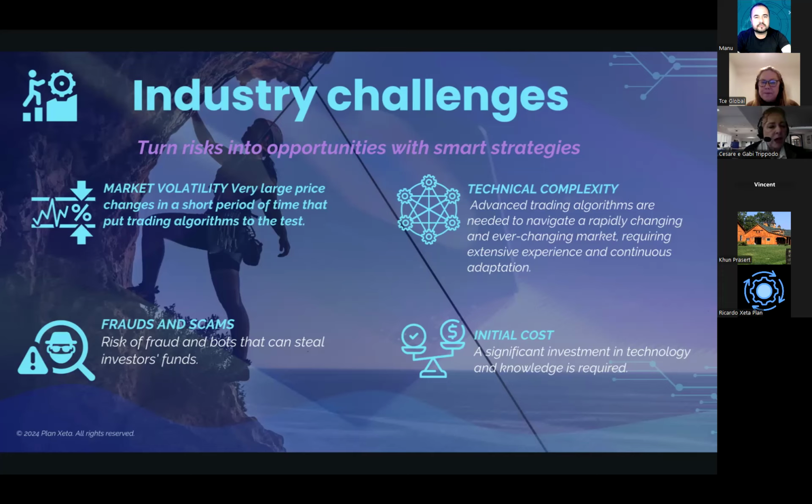The next one is the technical complexity. It is hard to learn these markets, to learn how to read the graphs, to understand everything that can have an effect in the markets. So that's why we use our advanced algorithms, our own proper indicators to work the market for us and do all the heavy lifting for us.